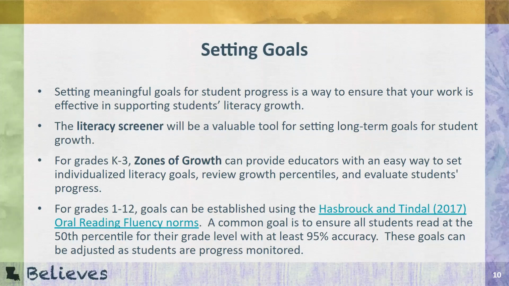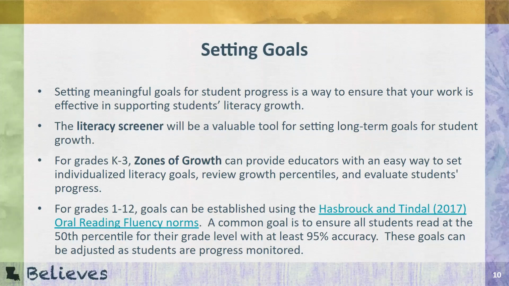But say we had a student who read 100 words correct per minute and had 2 errors. That means they would have 98% accuracy and 98 words correct per minute.